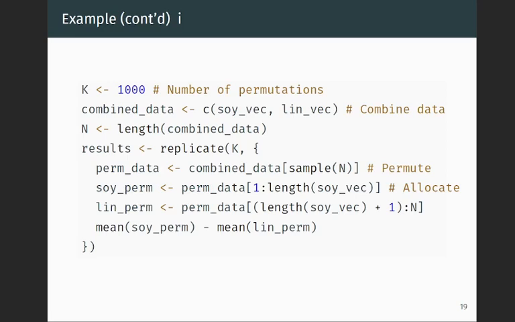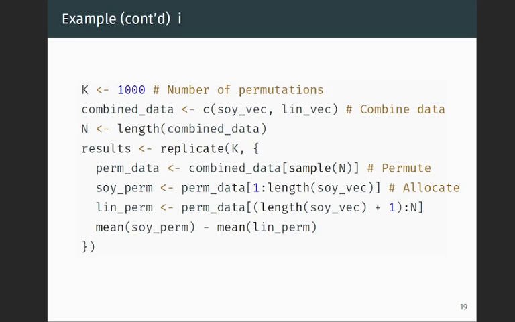So for permutations, we're going to still use the replicate function. So we're going to replicate the same code block k times. And in that code block, the first thing we do is we permute the data. So here you can see that I'm using sample capital N. The way that function works is that if you just pass one argument and that argument is an integer, it's going to give us a permutation of the first n integers. So this is what sample n will give us. It's a permutation of the numbers from 1 to capital N. So you can think of it as permuting the indices again. So perm data will be the permutation of combined data.